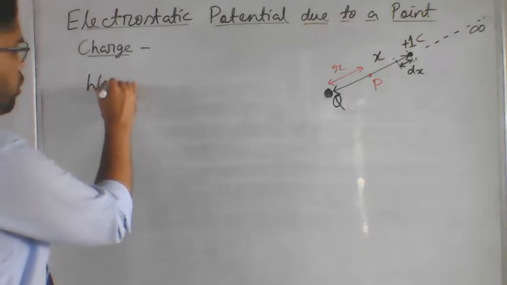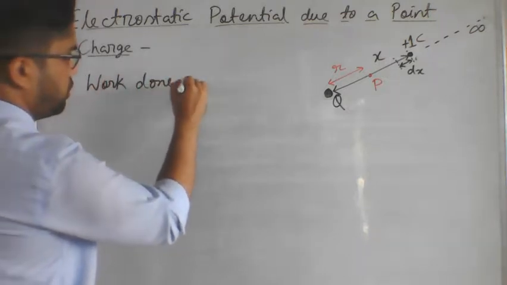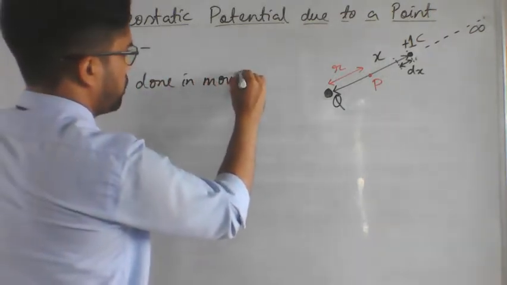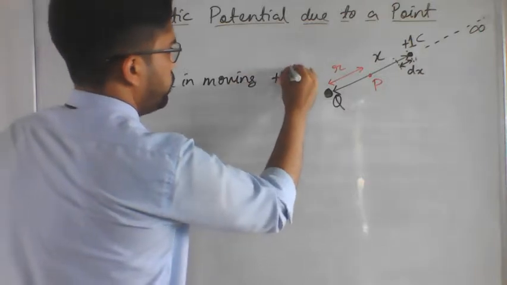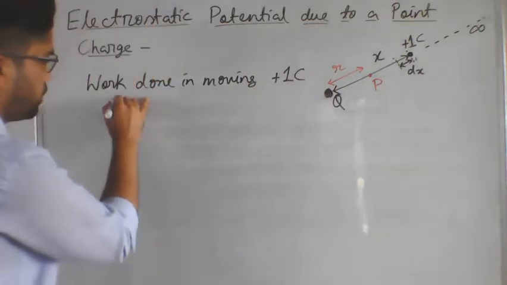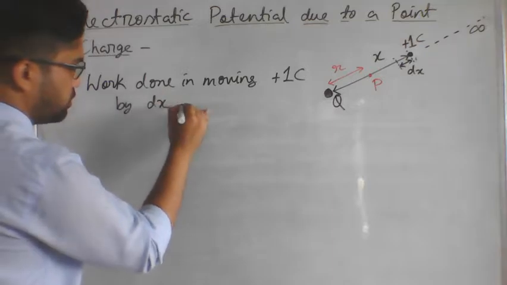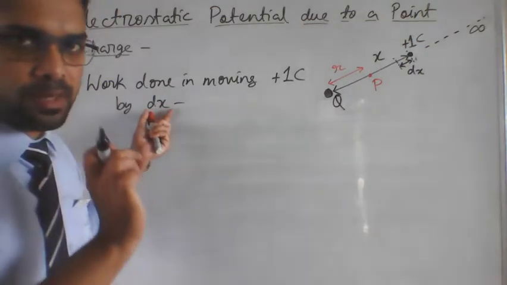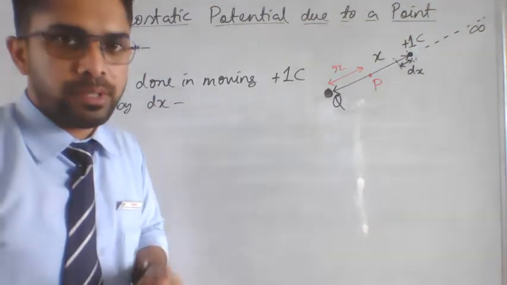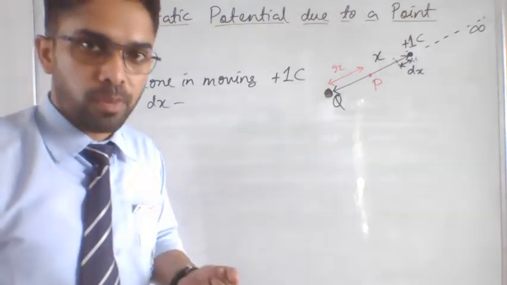So work done in moving the unit positive charge, plus 1 coulomb, by dx, a very small displacement dx. Now if the displacement is small, the work done will also be small, right?